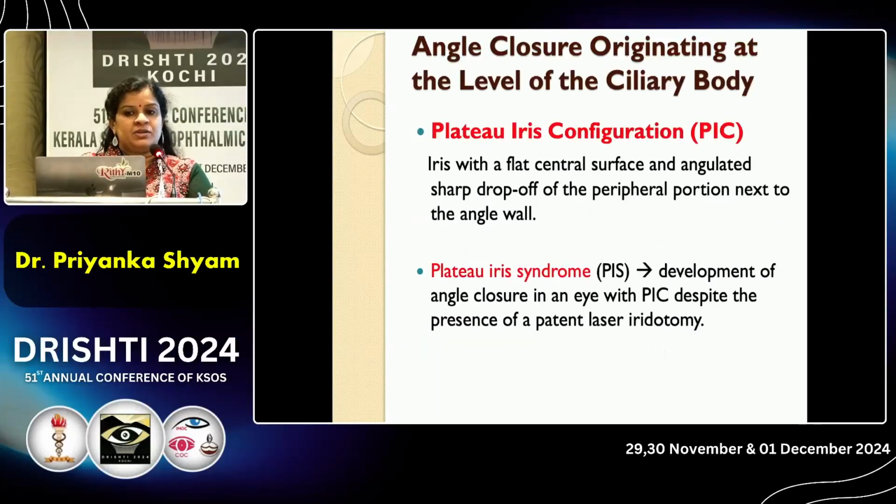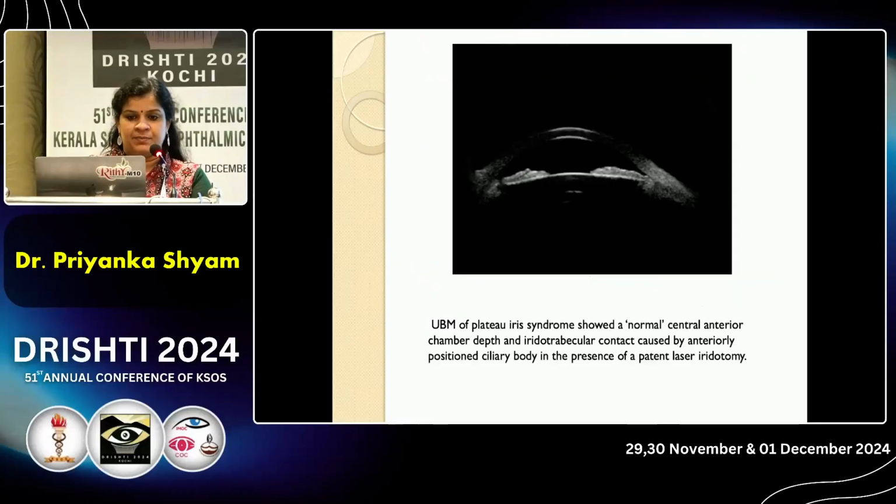Now, angle closure originating at the level of the ciliary body can be due to plateau iris configuration, that is an iris with a flat central surface and angulated sharp drop-off of the peripheral portion. Plateau iris syndrome develops in eyes with plateau iris configuration despite the presence of a patent laser iridotomy. This is the UBM of a plateau iris syndrome showing normal central anterior chamber depth and iridotrabecular contact caused by anteriorly positioned ciliary body in the presence of a patent PI.